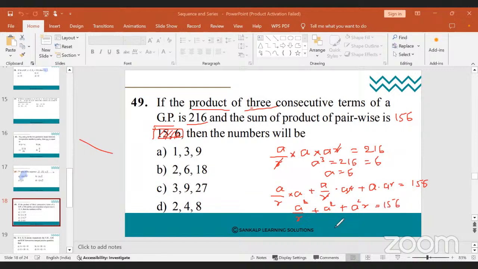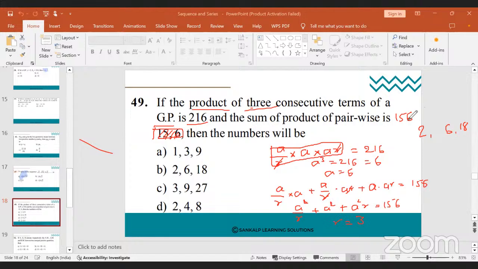If you substitute A as 6 and calculate, the R value will come as 3. R is equal to 3. A you got as 6, R is equal to 3. Then what are the numbers? It is very easy. The first term is 2. The second term is 6. The third term is AR, that is A into R, 6 into 3, which is nothing but 18. Using this, you will get all three numbers.